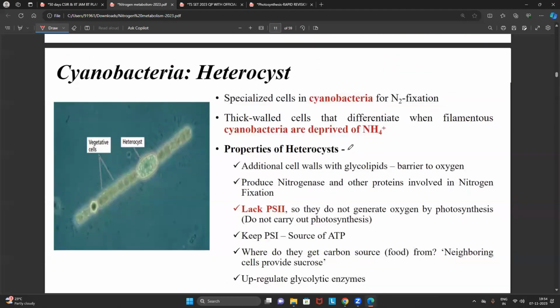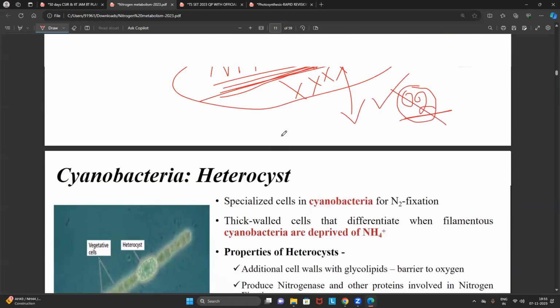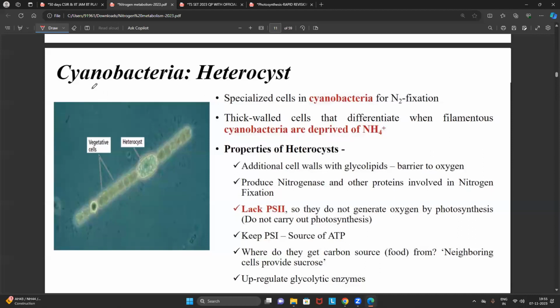Now let's see what are the special types of mechanisms shown by the bacteria. Let's talk about the cyanobacteria. What is that cyanobacteria? Free living bacteria.